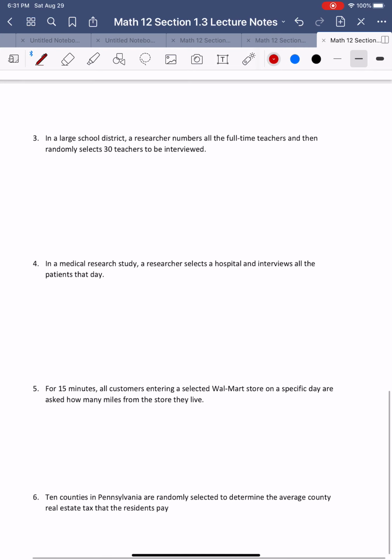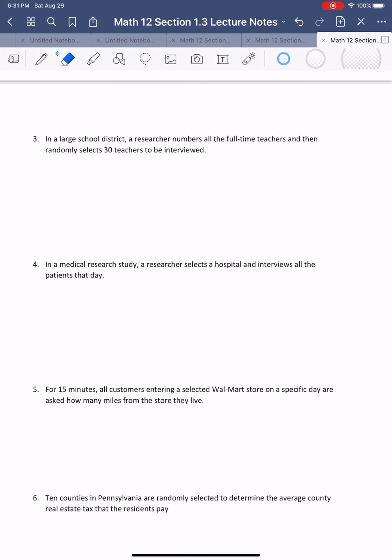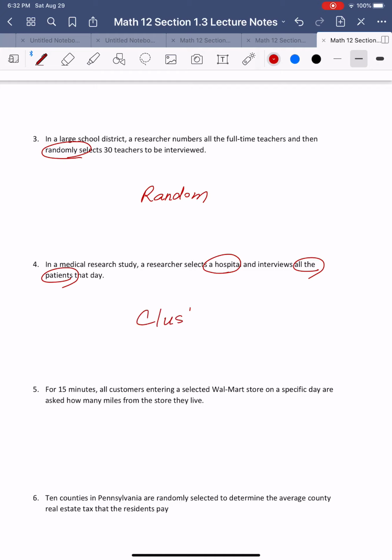And number three: in a large school district, a researcher numbers all the full-time teachers, then randomly selects 30 teachers from there, which means it's going to be random. Number four: in a medical research study, the researcher selects a hospital and then views all the patients, which is cluster, because all the patients are included.